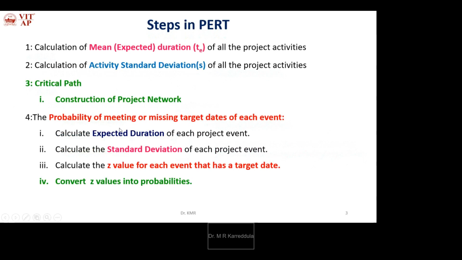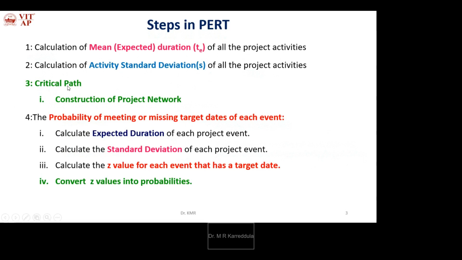Steps in PERT. The first step is calculation of the mean duration, or expected duration, of all the project activities. We calculate it using the three times: optimistic time, most likely time, and pessimistic time. Then the second step, calculation of the activity standard deviations of all the project activities. We also find the float, the maximum waiting period before we must start the activity.